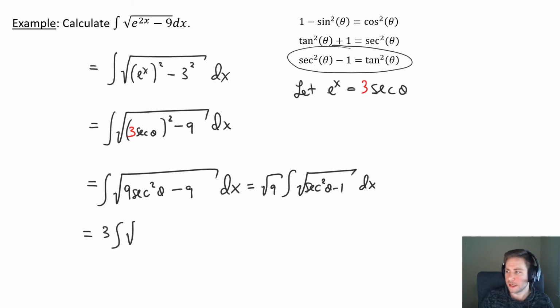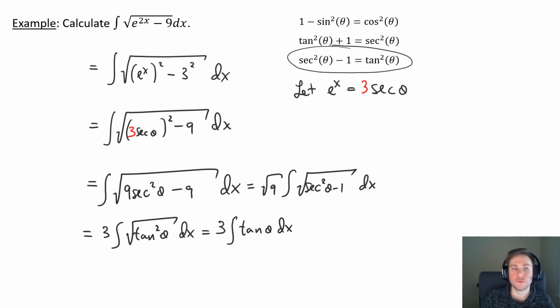And now we can cancel out our square roots, leaving us with just tan theta. But it's tan theta dx. We still need to change this into a d theta. So let's go back to our substitution and take the derivative on both sides. On the left side, the derivative of e to the x is e to the x. And on the right side, the derivative of 3 sec theta is 3 sec theta tan theta.